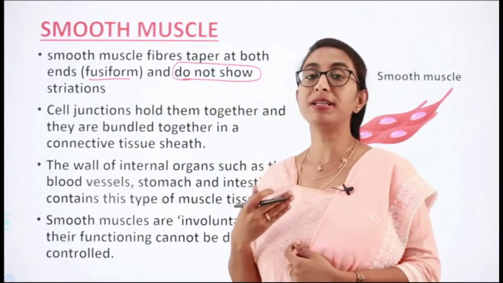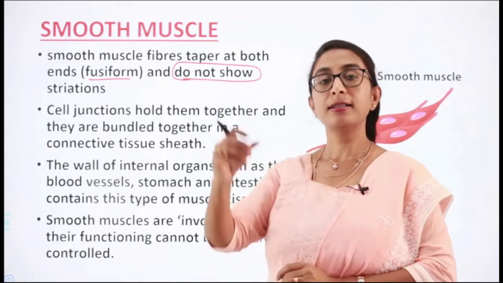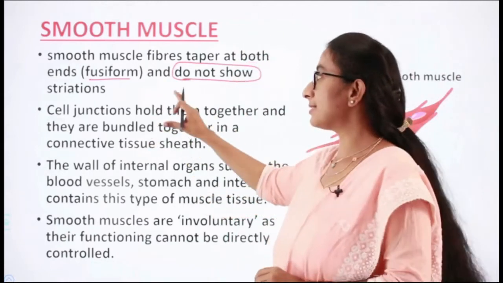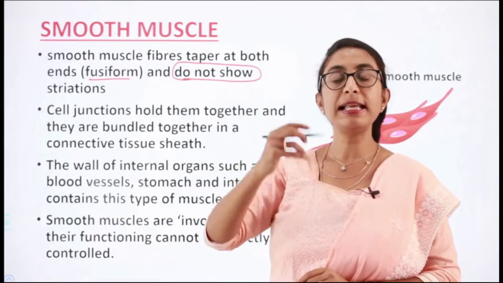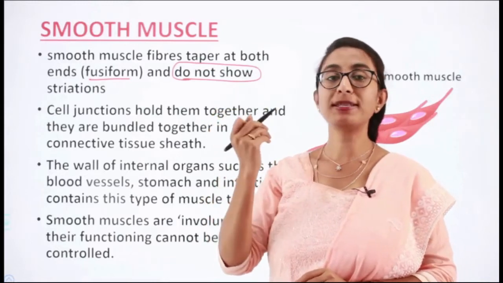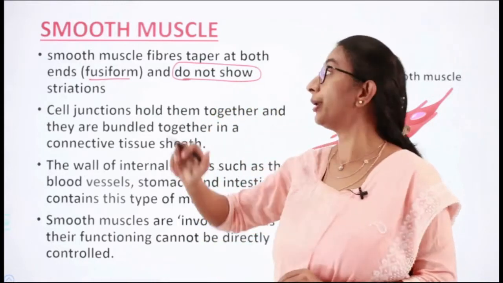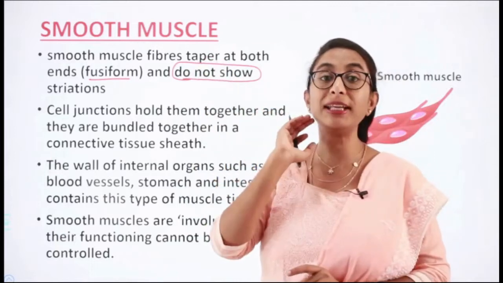So many times it has been asked in the previous years. They will give you a list of 4 muscles: smooth muscle, cardiac muscle, epithelial muscle and another muscle, and they will ask you which muscle does not have striations. So it is the smooth muscle which does not have any striation.